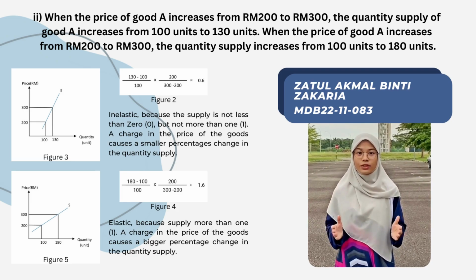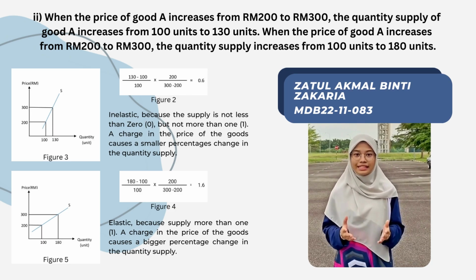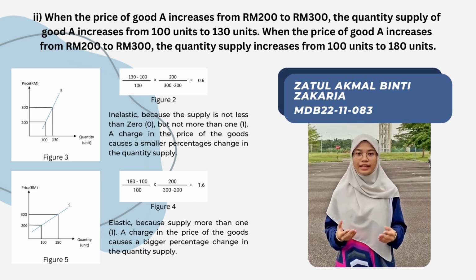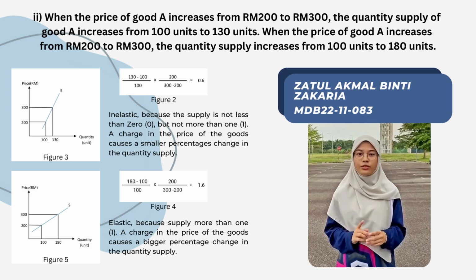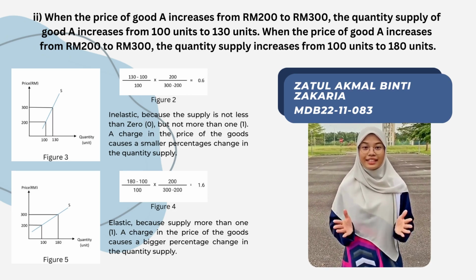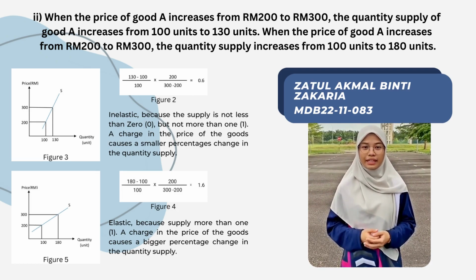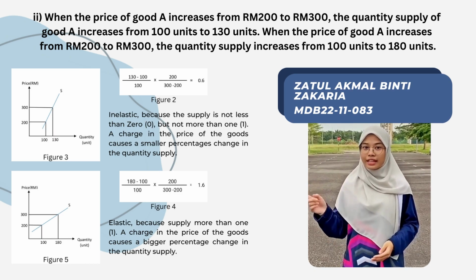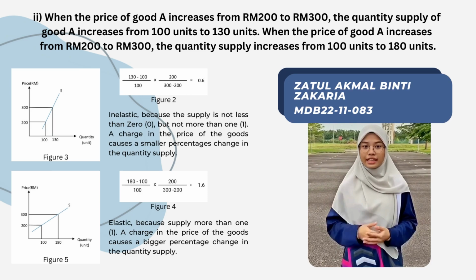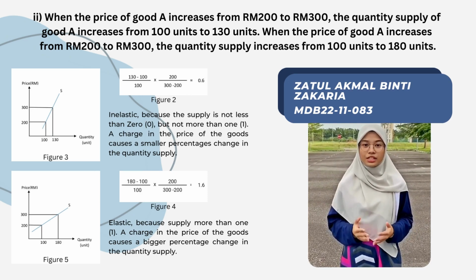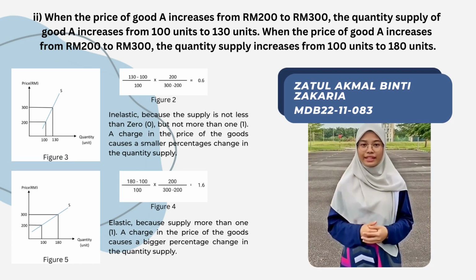Then substitute all data into the formula like figure 2. As a result, the elasticity of supply is 0.6. It is inelastic because the value is not less than 0, but not more than 1. The change in the price of the good causes a smaller percentage change in the quantity supply. If you look at figure 3, the percentage change in price from 200 ringgit to 300 ringgit is larger than the percentage change in quantity supply from 100 unit to 130 unit.